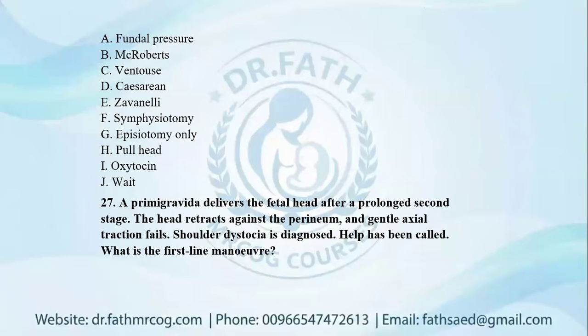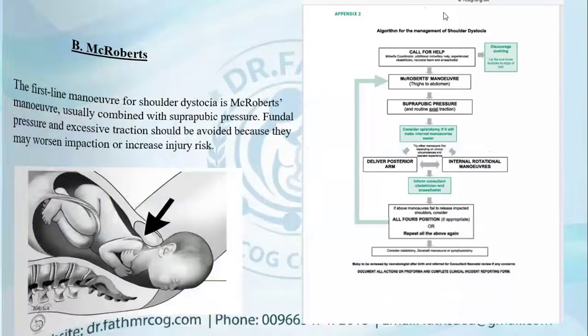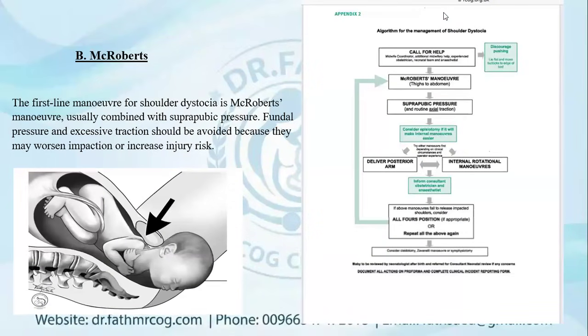A primigravida delivers the fetal head after prolonged second stage. The head retracts again against the perineum and gentle axial traction fails. Shoulder dystocia is diagnosed. Help has been called. What is the first line maneuver? McRoberts. Yeah, more proper than this, repeat exam question, remember, because emergency is a must for a doctor to go through. We have the first one, the call for help, and after that, the McRoberts maneuver.